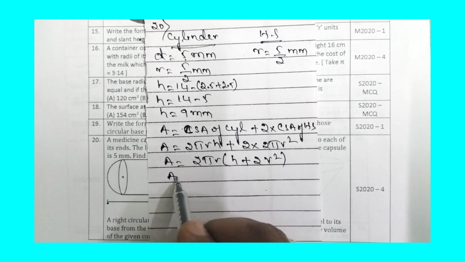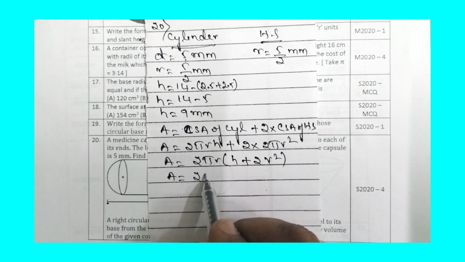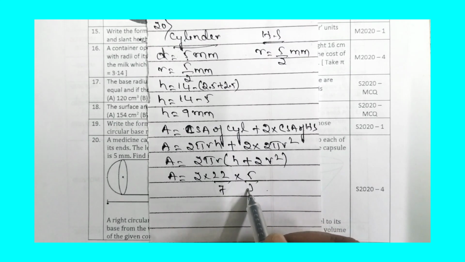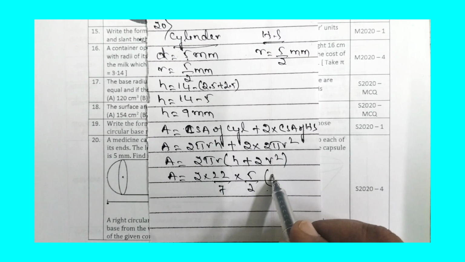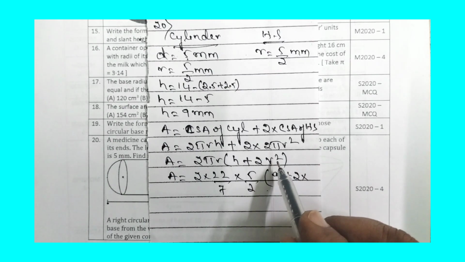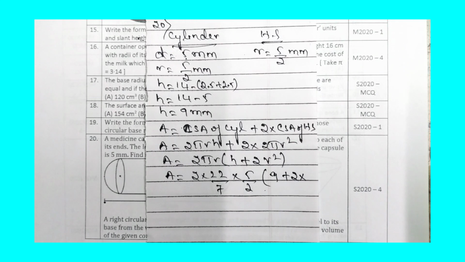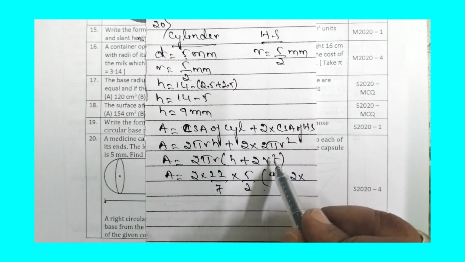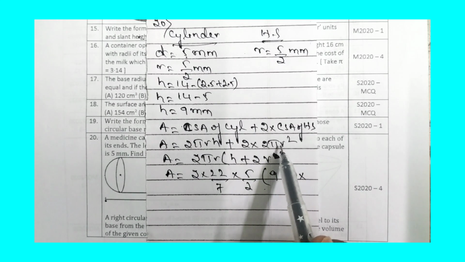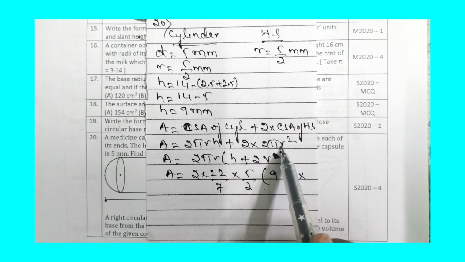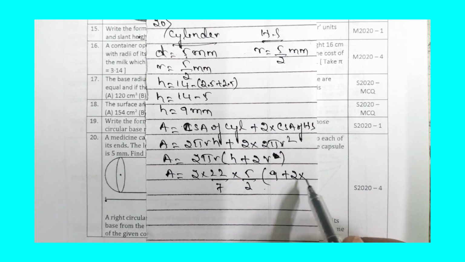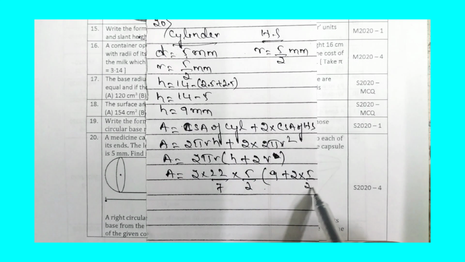So the total surface area is equal to 2 into 22/7 into 5/2 into h. Total height of the cylinder is 9 plus 2 into r squared. Here, if I take 2 pi r common, then one r is remaining, 2 is remaining and 1 r is remaining. 2 into r is 5/2.